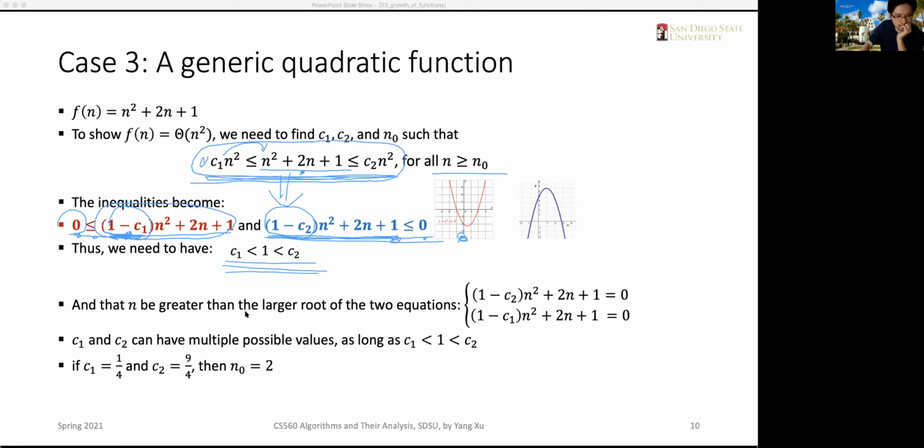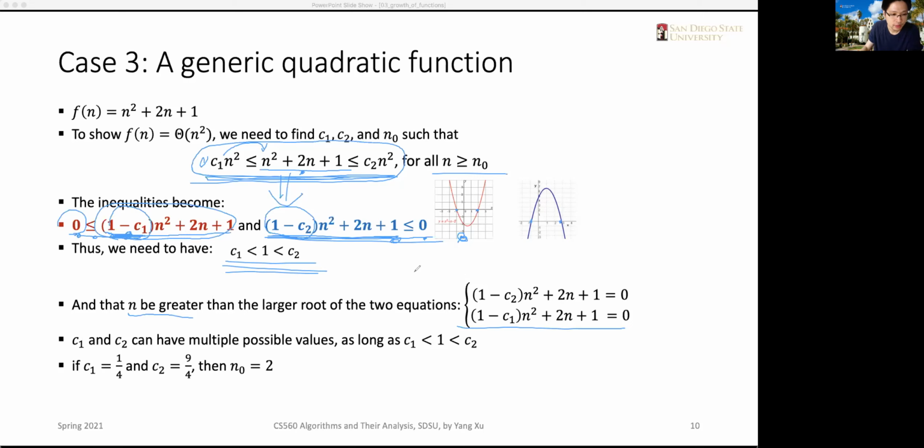Okay, and so now we're kind of converting the problem into a different problem. Because when we draw a quadratic function in a two-dimensional space, we can have two roots for one quadratic function, right? And also for this one. Because our n can be arbitrarily big, as long as n is greater than the larger roots of these two equations, we can have the inequalities satisfied. Okay, so that is another piece of information we want to use.